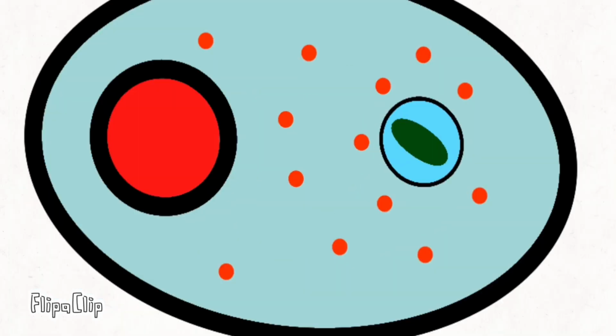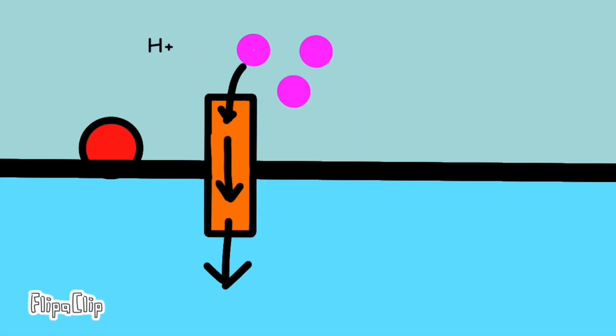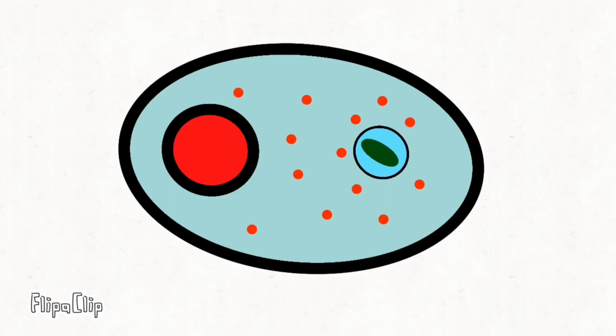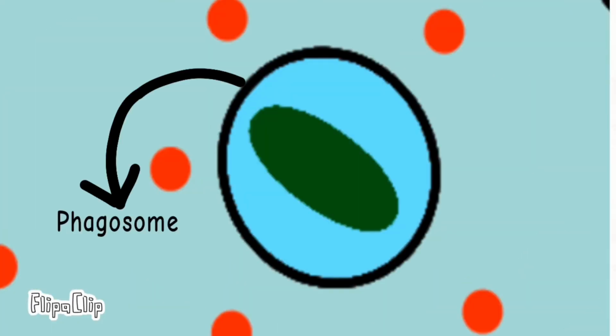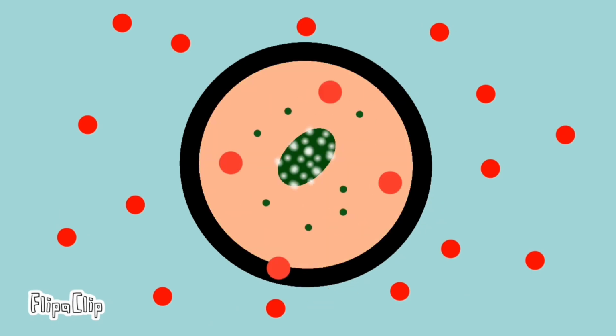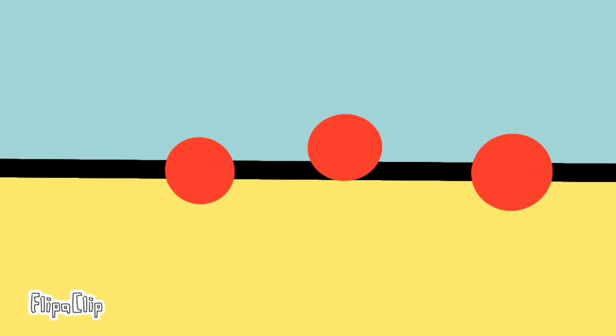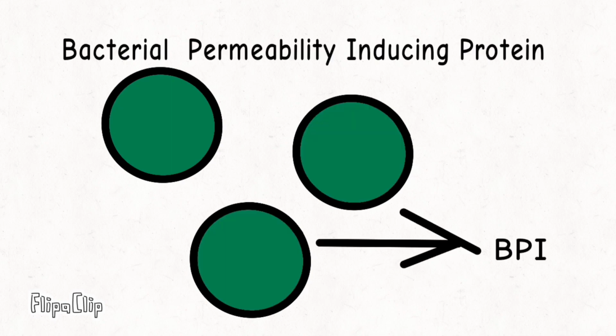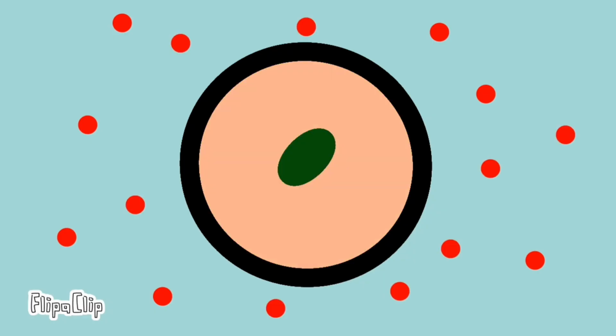During this process, a proton pump brings protons into the phagosome. The pH lowers to 3.5 or 4.0, so the acid hydrolyzes and breaks down cellular proteins when the lysosome fuses with the phagosome. Acidification also releases defensins, cathelicidin, bactericidal permeability-inducing proteins, BPI, peptides, and enzymes that can kill microbes.